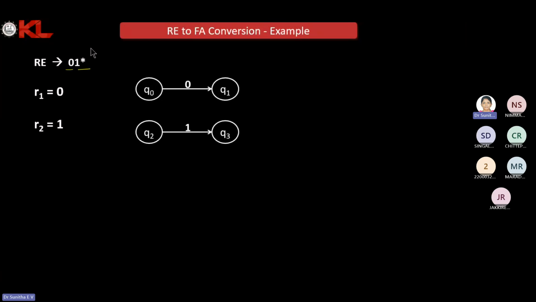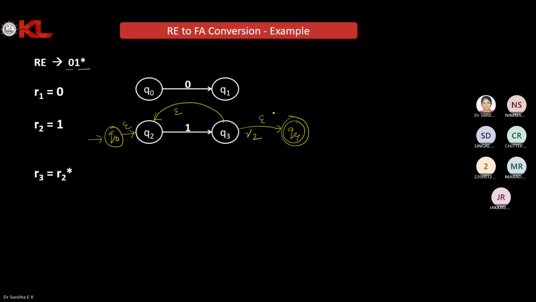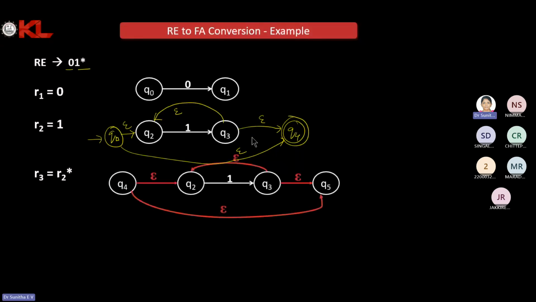Now we have to find the 1 star. 1 star means R2 star, so this is representing R2. Now we have to find out R2 star. To find out R2 star, what do we have to do? The final state has to be connected to its initial state. Then introduce two new states. Okay, we introduce a new state here and a final state here. Then connect this one with epsilon and this with epsilon. Then connect this one to this. That becomes the 1 star. Okay, so 1 star we have introduced.